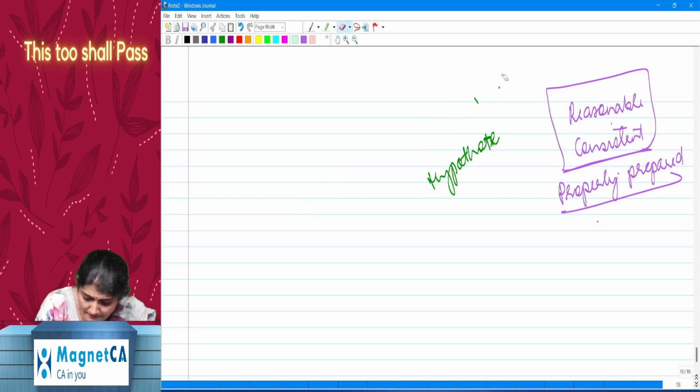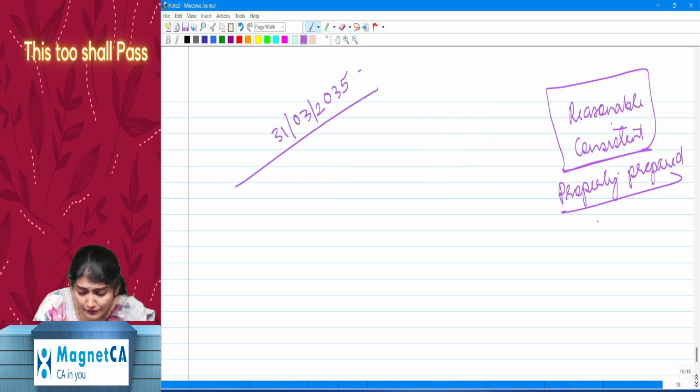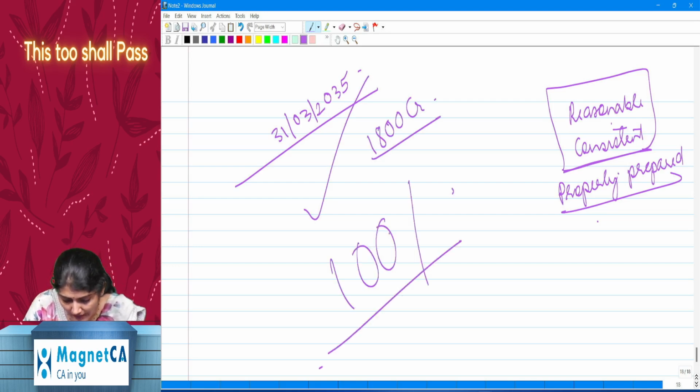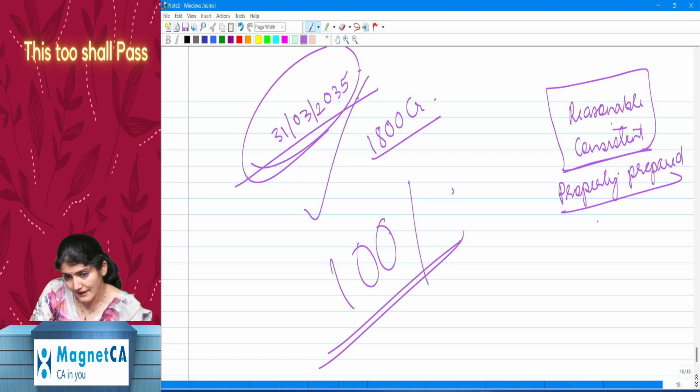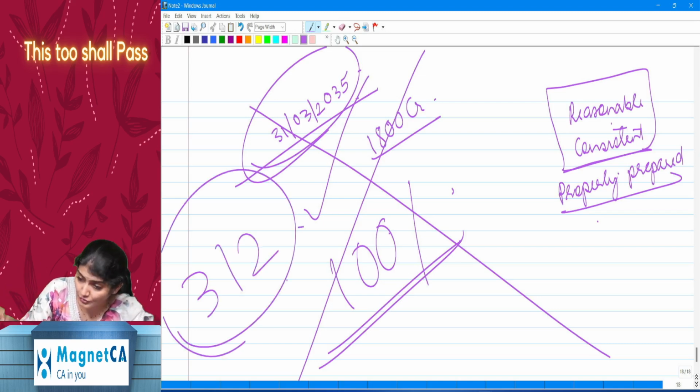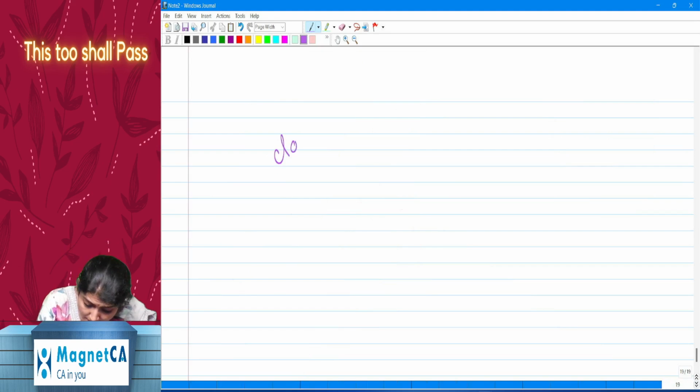Right? So say a company says that on 31st March 2035, the revenue of the company will be 1800 crore. Example. And can a CA say 100% guarantee that this will happen in 2035? Can a CA give a report with absolute assurance, 100% guarantee that this will happen in 2035? No. CA, you will be out under 312. What is 312? Clause 3 of Part 1 of the Second Schedule.